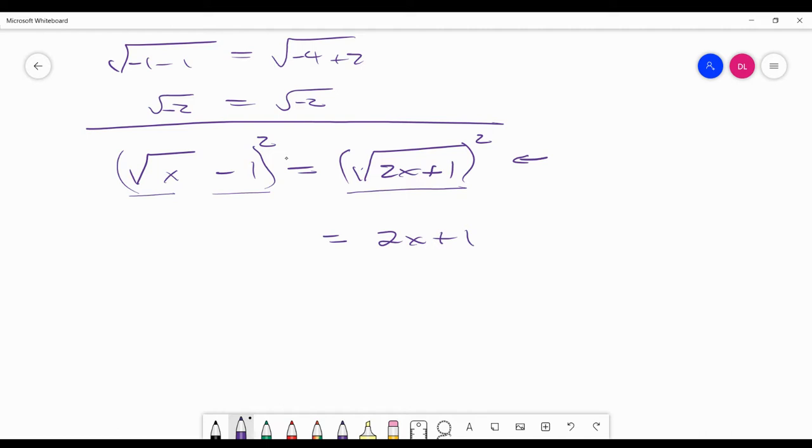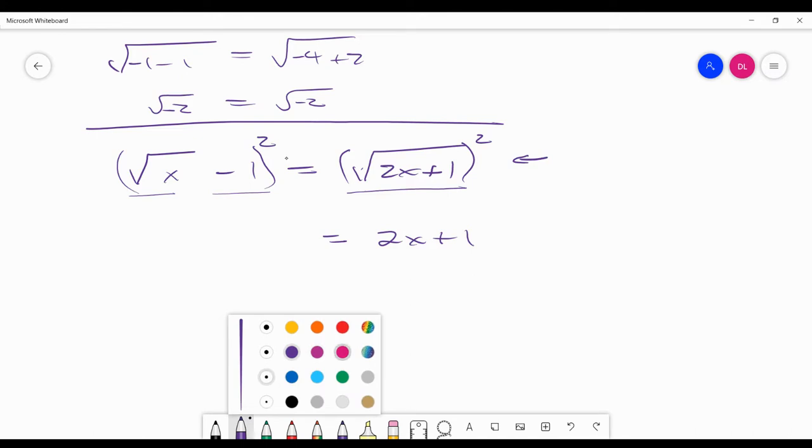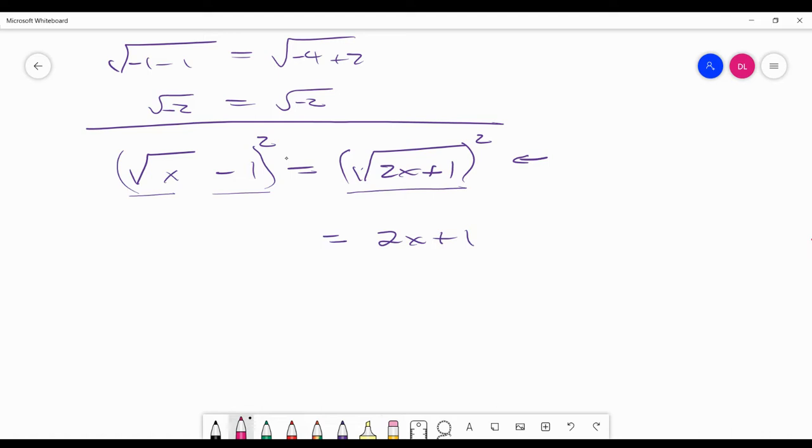It's not as easy as it looks, because this becomes an area model problem. So if I move myself over here, I get the square root of x minus 1 times the square root of x minus 1. So this problem here becomes the area model I'm working on over here.